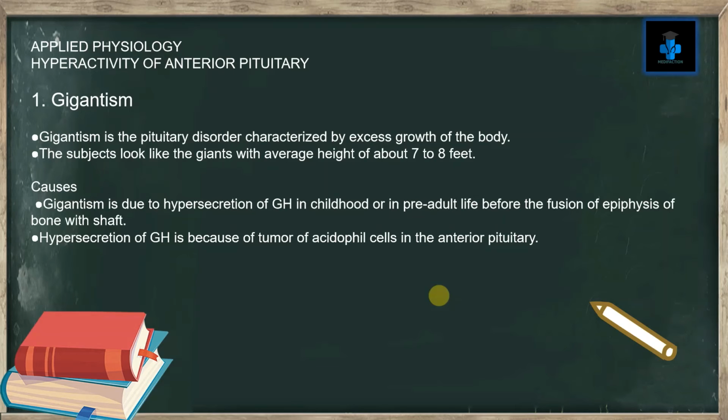Causes: Gigantism is due to hypersecretion of growth hormone in childhood or in pre-adult life before the fusion of epiphysis of bone with the shaft. Hypersecretion of growth hormone is because of tumor of acidophil cells in the anterior pituitary.